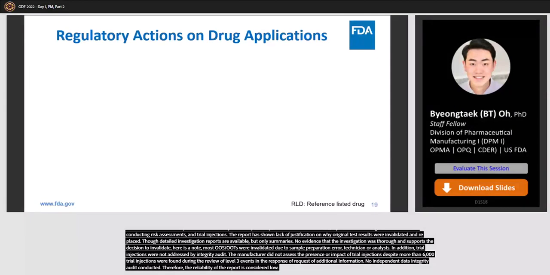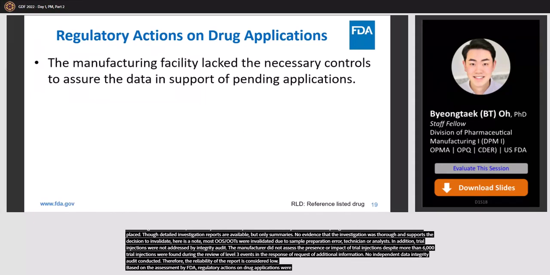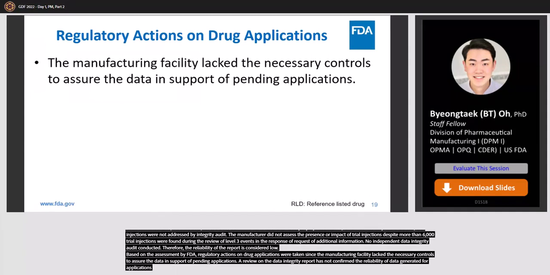Based on the assessment by FDA, regulatory actions on drug applications were taken since the manufacturing facility lacked the necessary controls to assure the data in support of pending applications. The review of the data integrity report has not confirmed the reliability of data generated for applications. We do not think further retrospective analysis will exonerate the data given the totality of concerns. Submitted data does not reliably depict the quality of the exhibit batches.